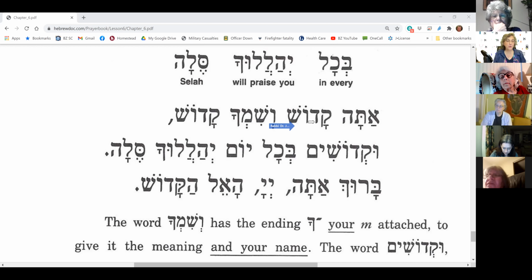An adjective has to agree, it has to follow the noun it modifies, so atah is the noun that it's modifying, and it has to agree in number, gender, and definiteness. Number means atah is singular, kadosh is singular. Gender means atah is masculine, kadosh is masculine. Definiteness means if the noun is the, let's say, something, then the adjective has to be the also. And we're going to see that over here.